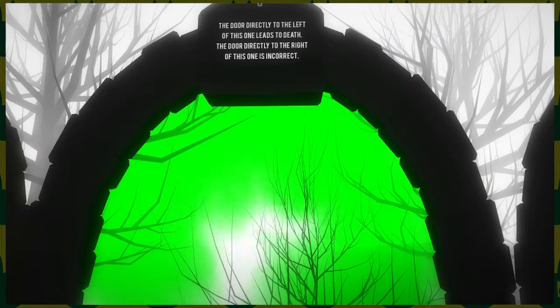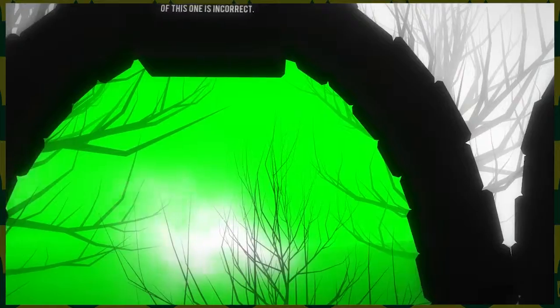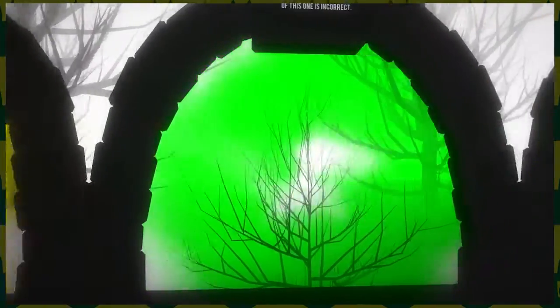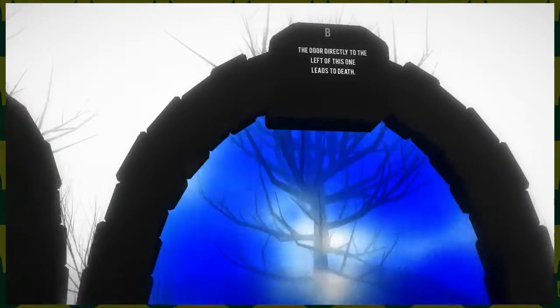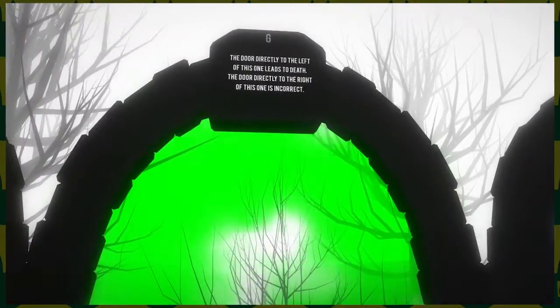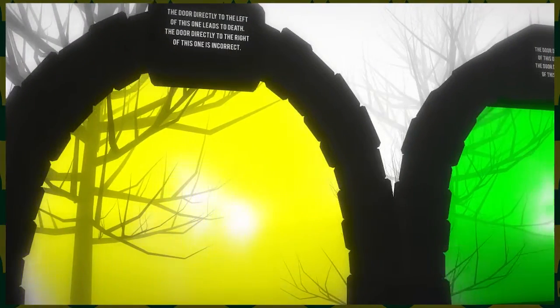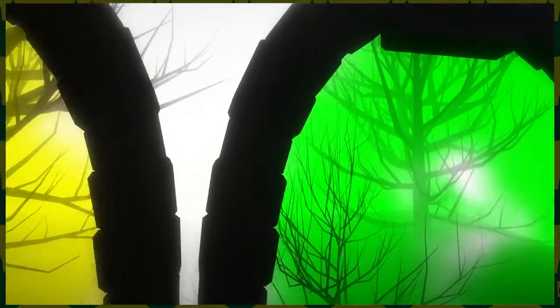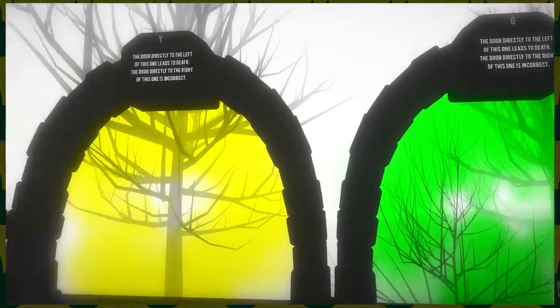Okay. So, wait, you said this one would be incorrect. Well, that can't be right because only one of these leads to bacon. The door directly to the left of this one leads to death. The door directly to the right of this one is incorrect. Would this mean all of these lead to bacon? Door directly to the right of this one is incorrect. Wait, is this the same thing just reversed? No, these both say the same thing on them.